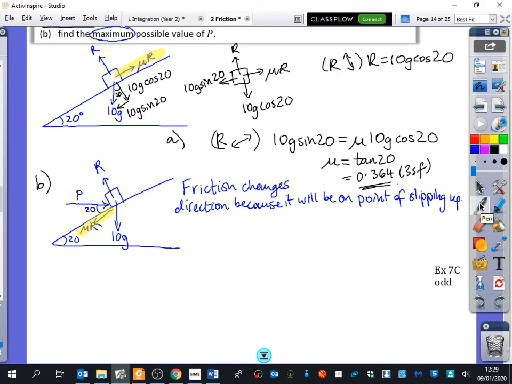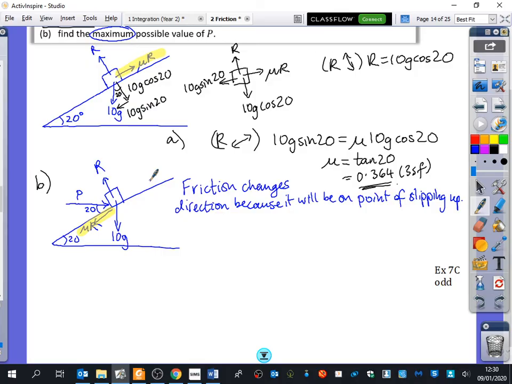Wait, so how would that affect the overall, as in like? Well, because P is now allowed to be quite big, because it's got something that it's going against. If the friction was on the other side, P wouldn't be allowed to be its maximum. We're wanting to say that P is its maximum possible value. So you want that force pushing to get as big as possible, and if you made it any bigger, it would start moving up, which means the friction is down.